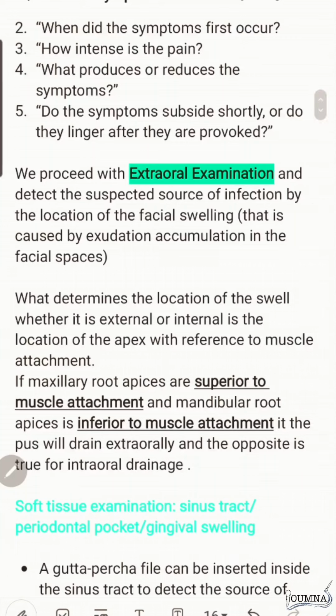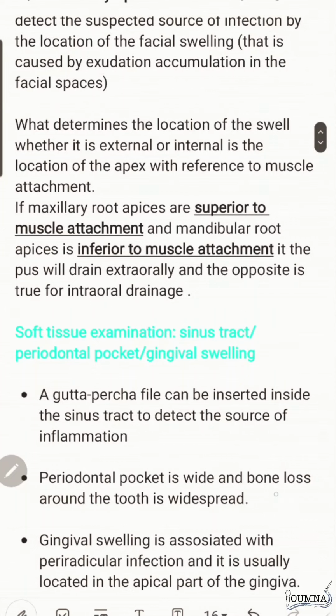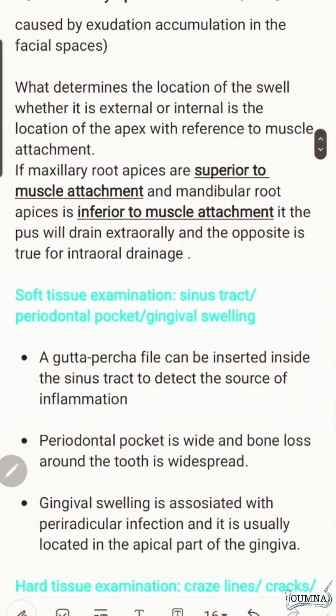After that, we must do the extraoral examination by examining the patient's face before he or she opens their mouth and noticing any swelling. That gives us a clue where the source of infection is located. What determines the location of the swelling, whether external or internal, is the location of the apex with reference to the muscle attachment. If maxillary root apices are superior to the muscle attachment and mandibular root apices are inferior to the muscle attachment, the pus will drain extraorally, and the opposite is true for intraoral drainage.